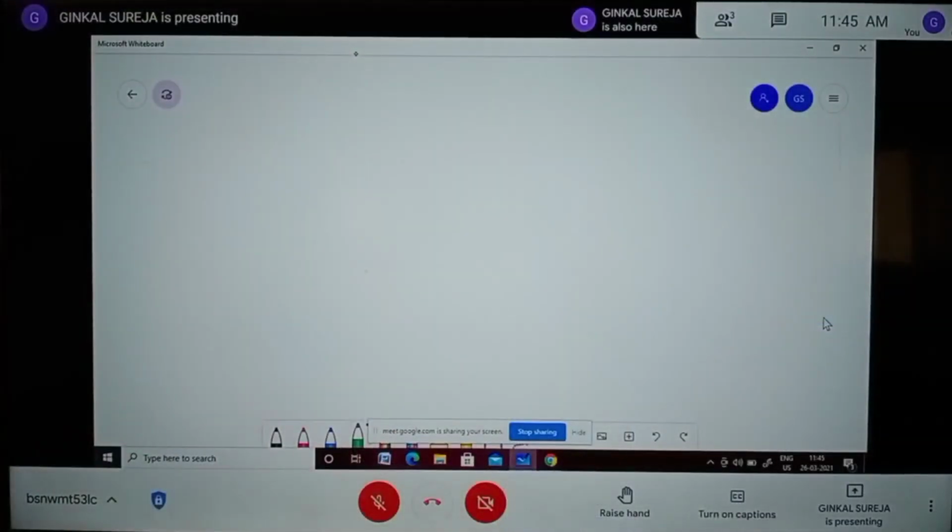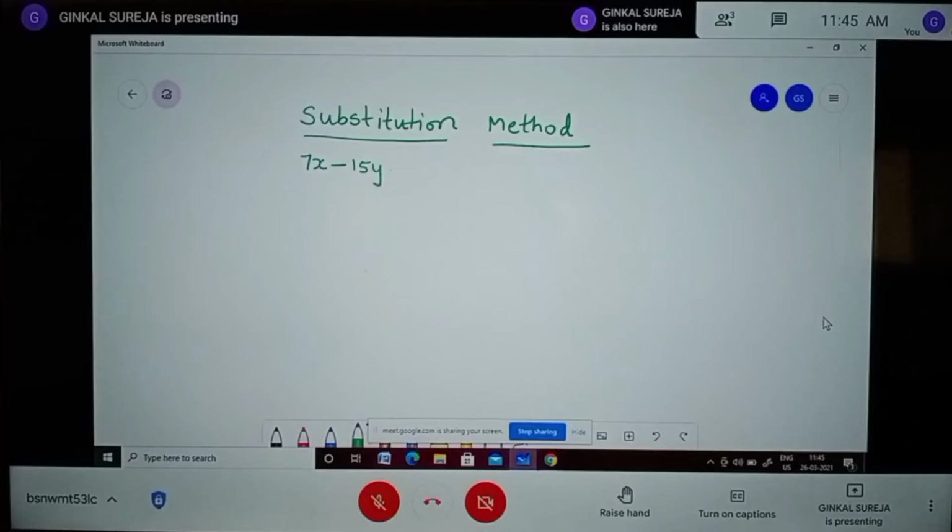Today we will start with substitution method. In this substitution method, we have three steps to get the solution of a pair of linear equations. So first we will take a pair of linear equations. For example, now we are taking here 7x minus 15y equal to 2, first equation. Second, x plus 2y equal to 3, equation number 2.